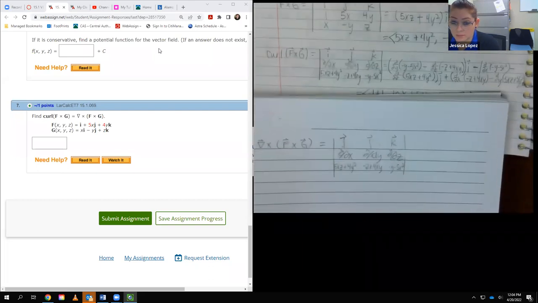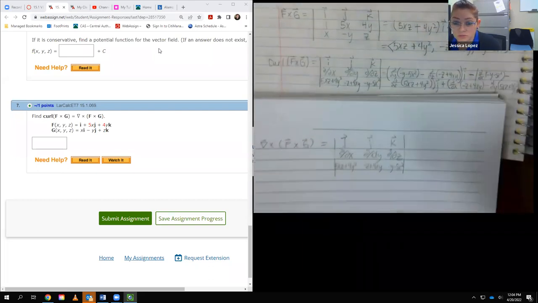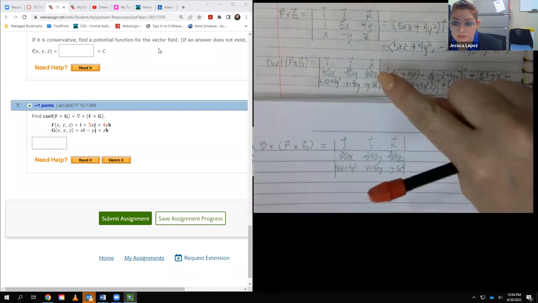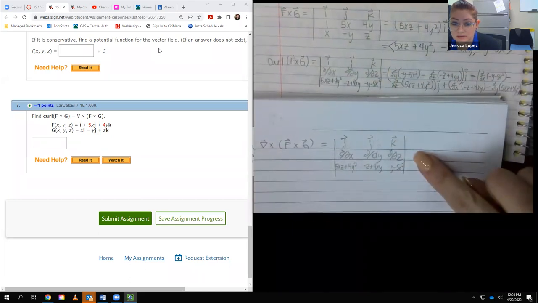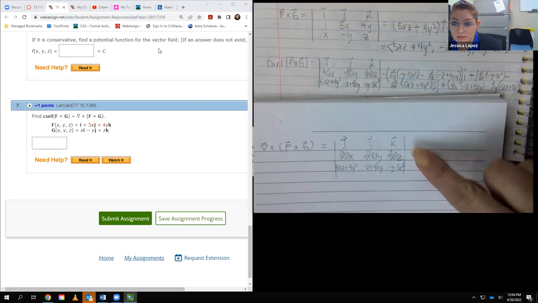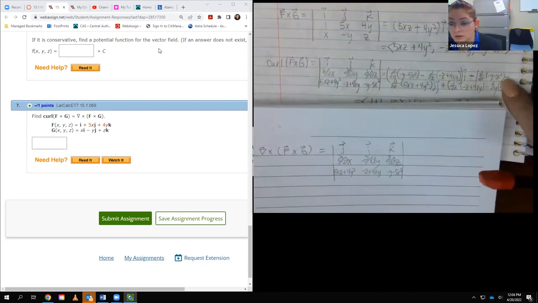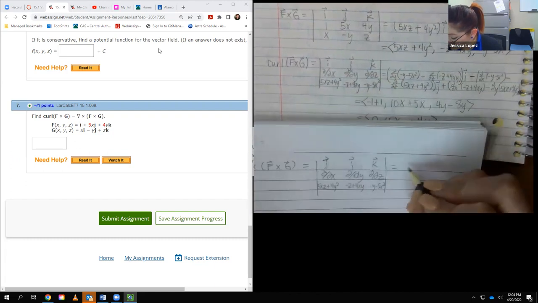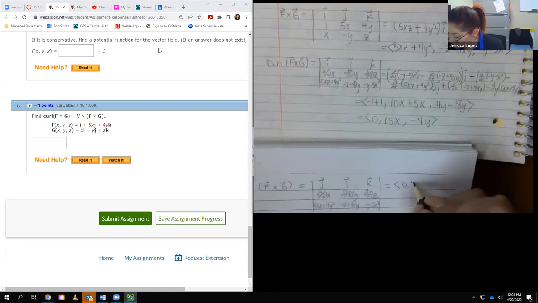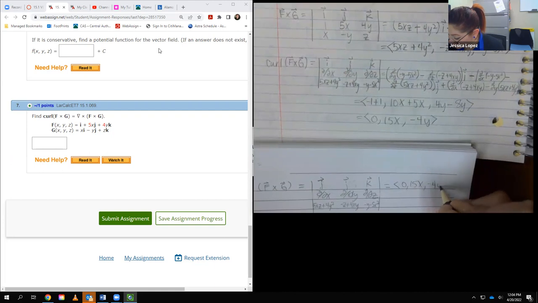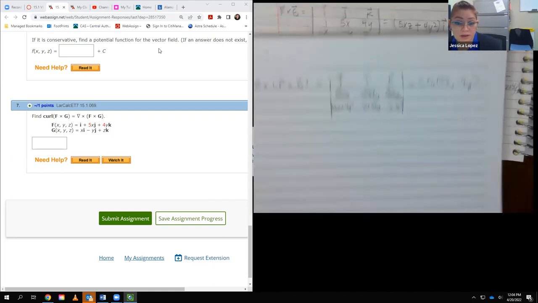I can't pick up my camera anymore. There we go. So literally, when you set it up, it looks exactly like that. It looks exactly the same, so I don't even need to compute it out. We already know what this equals. It equals 0, 15x, -4y. And so therefore you have verified it.